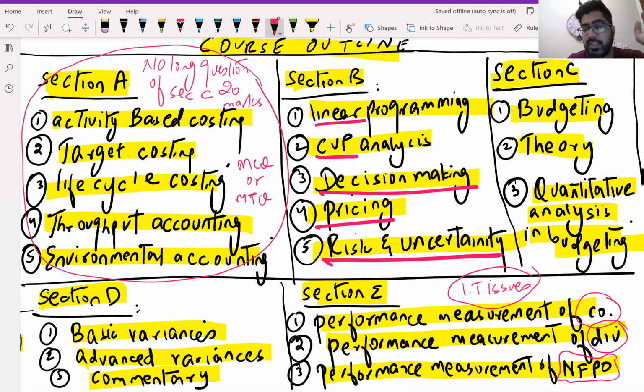There is no need absolutely to do any other long question practice. When you do the revision kit or see the past papers, you might find one long question of 20 marks, but don't worry, that is what happened in the past. As per the latest updates of the syllabus, section A, all 5 topics cannot come in a long question of 20 marks. Either they will be tested in MCQ or they will be tested in MTQ, multitask question.